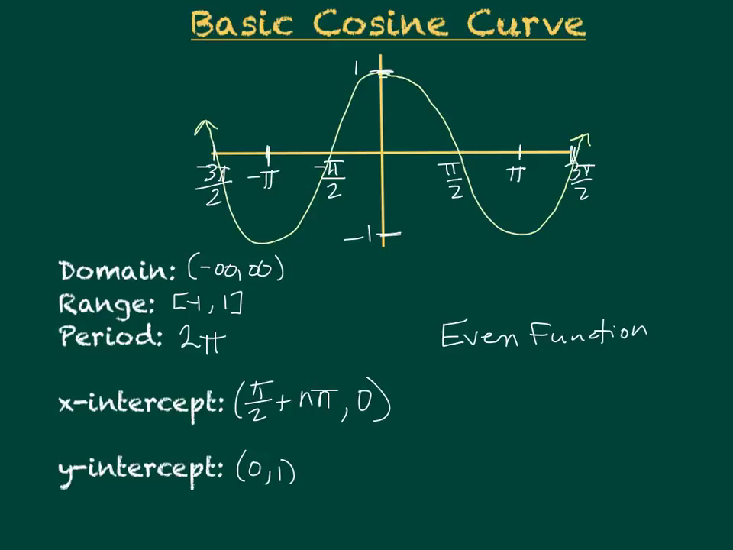And that's proved by cosine of negative theta equals cosine of theta. So that's why it's an even function, and it has y-axis symmetry. What that means is if you flip it over the y-axis, it's going to land right on top of itself. That's the whole idea.